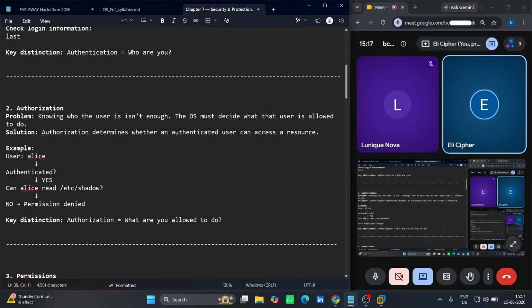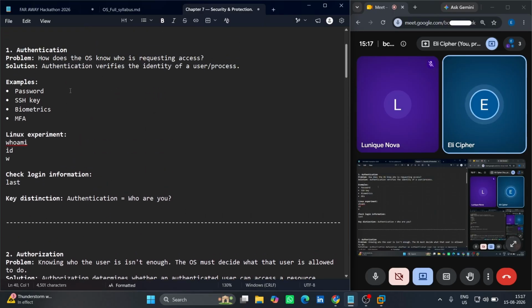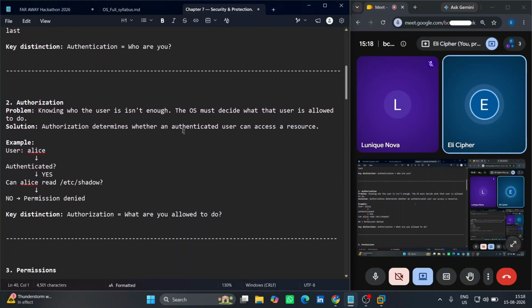So the solution is authorization. We should authorize them, right? Authorization determines whether an authenticated user can access a resource. What does authorization determine? Whether an authenticated user, the user who has logged in through authentication, giving the password and the username, can access a particular resource or not.